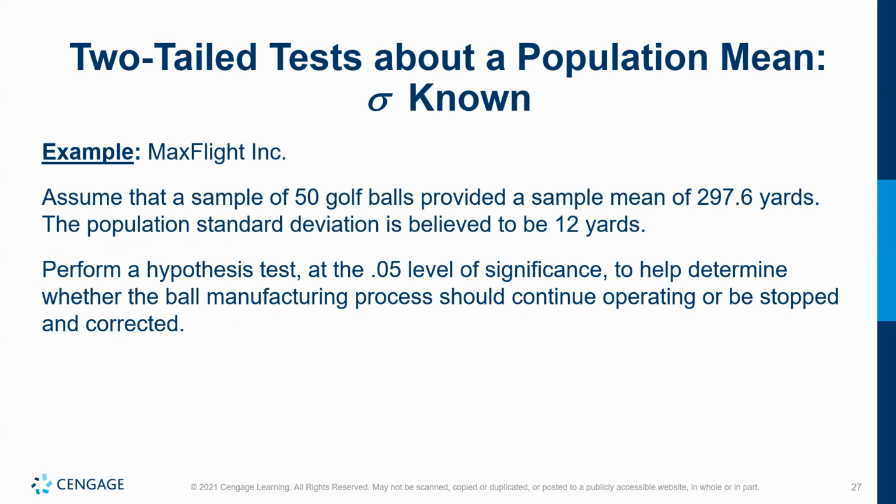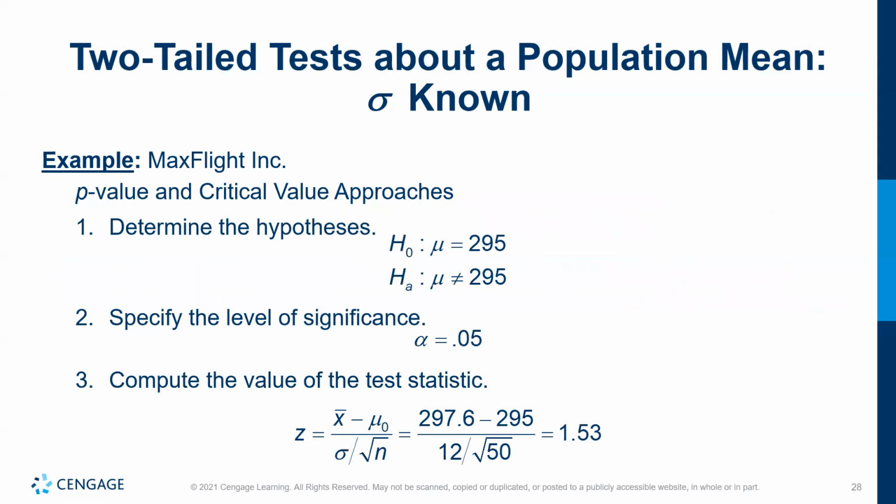So really what we're saying is, if we think it's 295, but we just took a sample of 50 and got 297.6, does that tell us that it's just within the parameters of normal variation, or is it outside of those parameters and we need to fix our process? That is really what we're asking. So the first thing we're going to do is create our hypothesis.